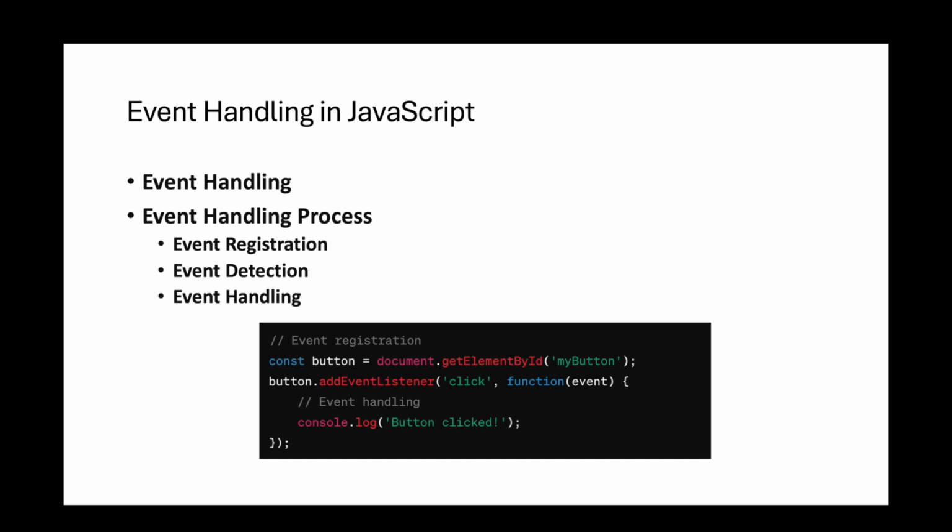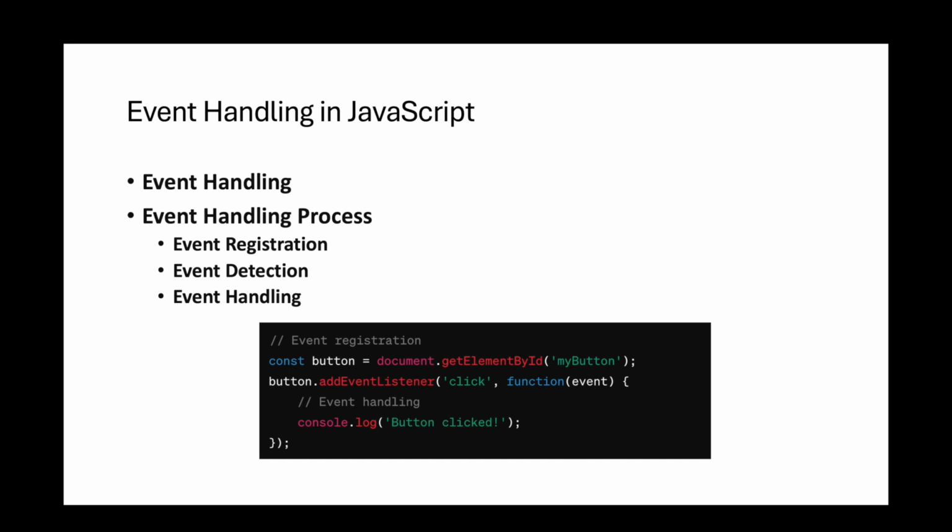Event handling process. Event registration: attach event listeners to DOM elements using methods like addEventListener, or by assigning event handler attributes directly in HTML. Event detection: the browser detects the occurrence of an event, such as a mouse click or key press. Event handling: the associated event handler function is executed, performing the defined actions or behaviors.